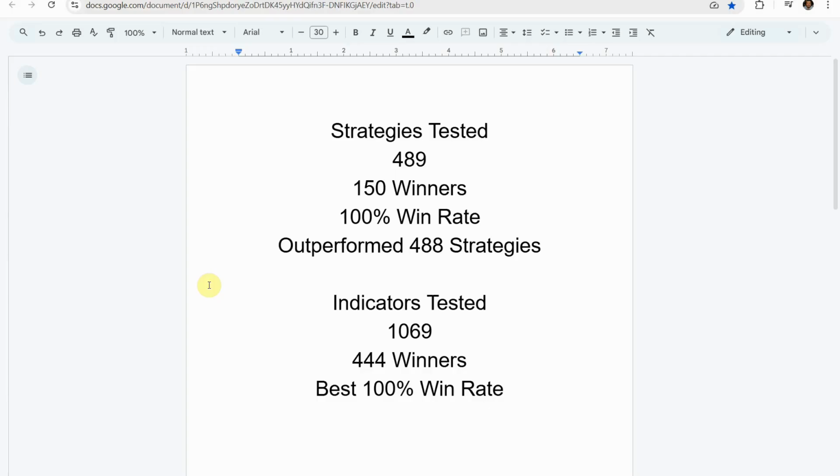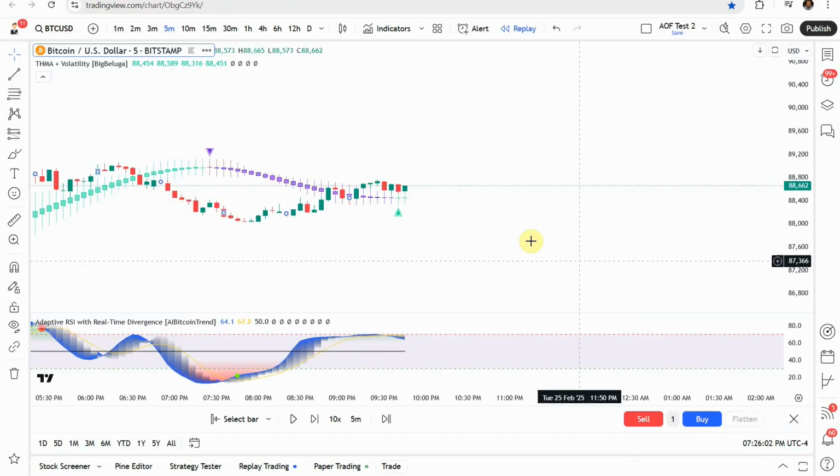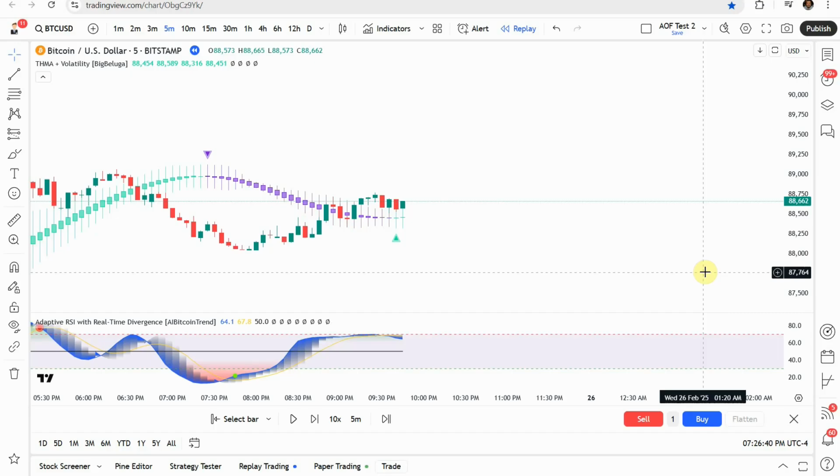Alright, as I said, today we will be testing a crypto scalping strategy. Before we do though, I wanted to put the testing scoreboard up for everyone to see. So as you can see, to date, we have tested a total of 489 different strategies. The best one so far was able to achieve a 100% win rate. That was achieved using the Academy Forex indicator to trade the crypto scalping strategy that I'll mention in this video on a live trading account.